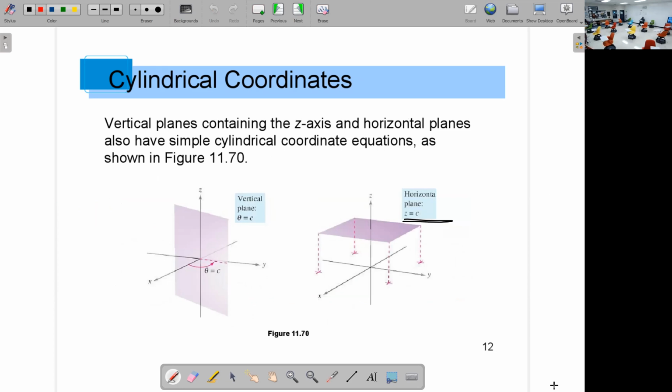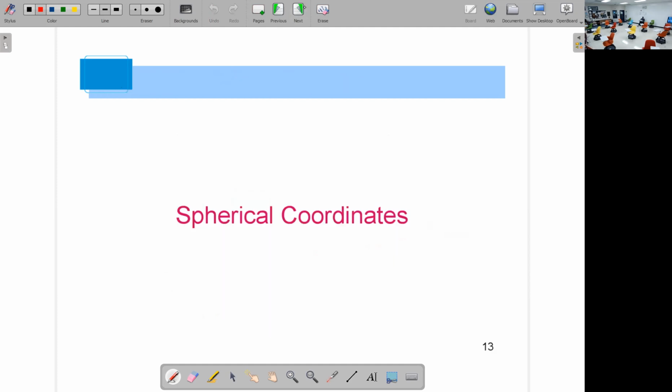Vertical planes. You've got planes here that are a function of theta. When theta is equal to a constant, theta is equal to c, that's a plane. Here, R can be anything, Z can be anything, just the theta that's fixed. So yes, that's a plane at theta equal to c. Here, if Z is equal to c, well, that's the same as the rectangular coordinate system, since Z is a part of cylindrical as well. So that's the easy one, cylindrical.